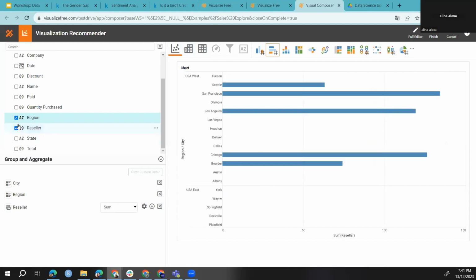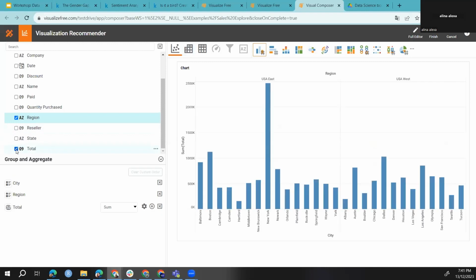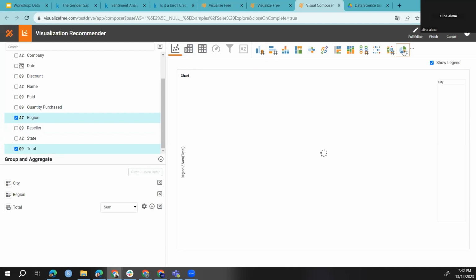Okay, maybe I don't want to see the reseller. Maybe I want to see the total. What are their sales? Oh, okay, so I see New York obviously makes, is it 2,500K there? It's obviously bigger than the others. Maybe I don't want to see it as a bar chart. Maybe I want to see it as a pie. So I press the pie.